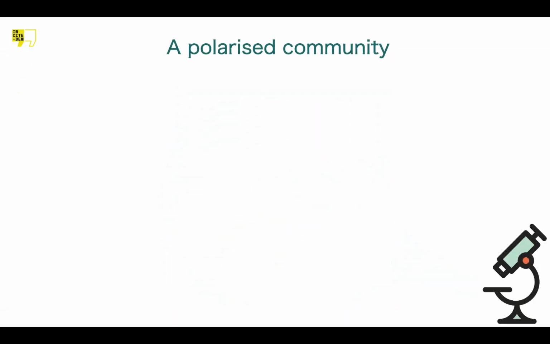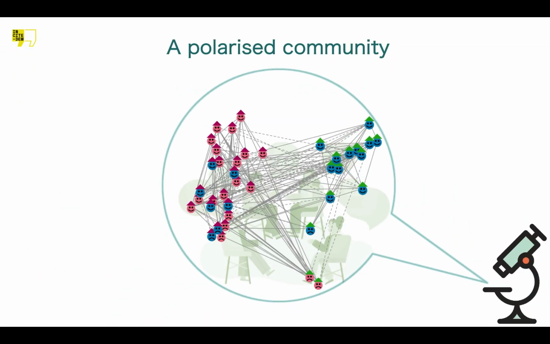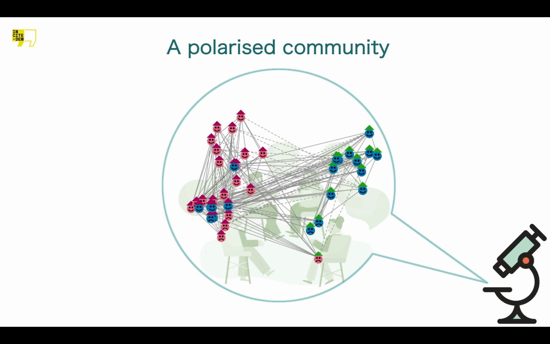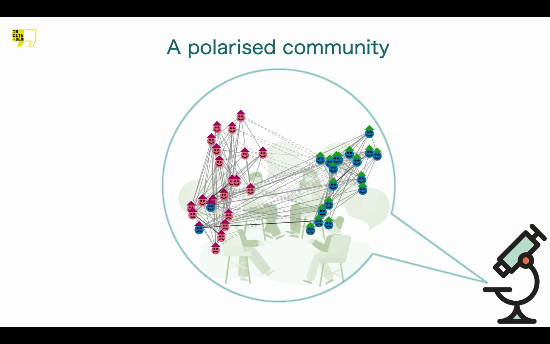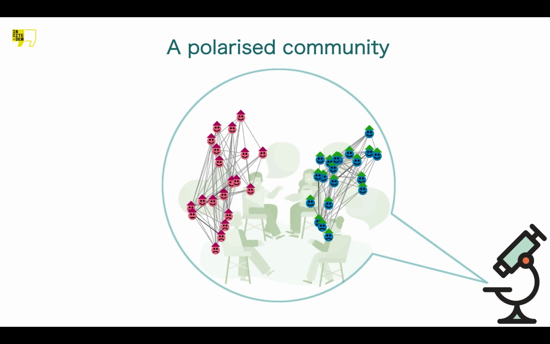In the following example, the blue group is in favor of the plan and very outspoken, while the pink group is quieter and against the plan. We see that the community remains divided and contacts between the two groups disappear. Such polarization is a bad outcome for the community, regardless of whether the plan is implemented or not.